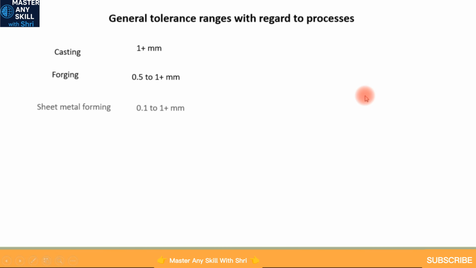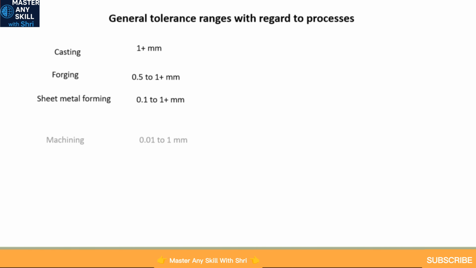The next process is sheet metal forming, which is also one of the most widely used processes for different types of applications in different industries. It is a highly versatile process which can have tolerance ranges from 0.1 all the way to 1 plus mm depending on the specific application.